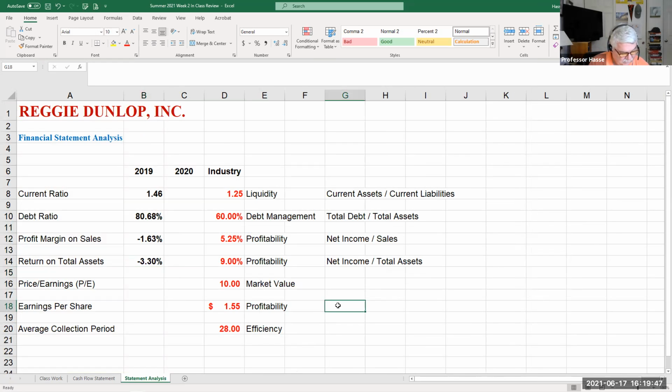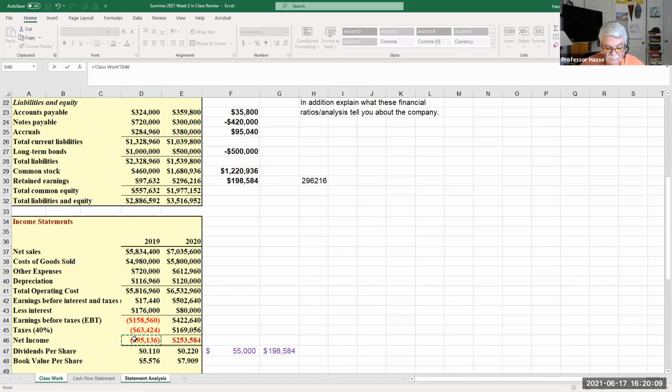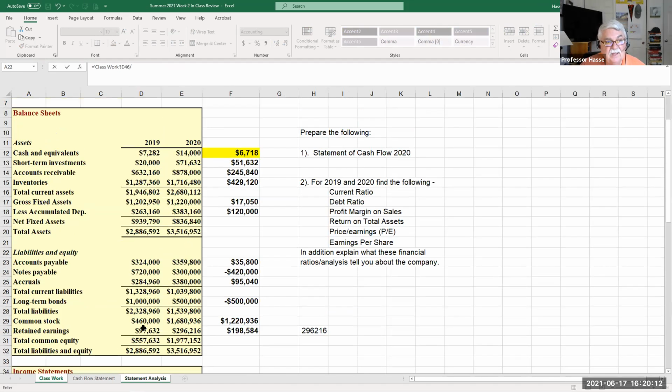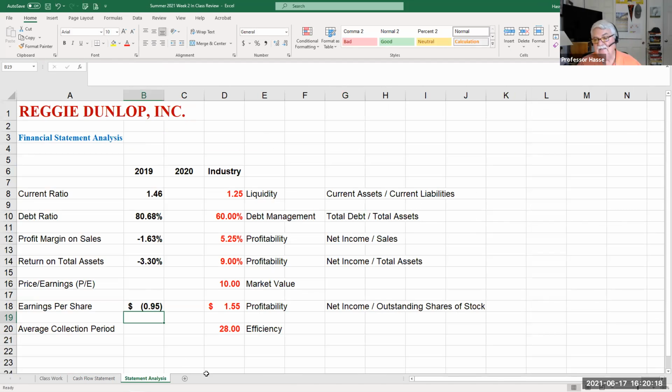The earnings per share is the net income divided by the outstanding shares of stock. So the earnings per share in 2019 was our net income, negative, divided by the number of shares of stock outstanding. Here they are right here, 100,000, negative 95 cents a share. This is another way of showing net income that's a little bit easier. A lot of companies do this in their financial reporting.